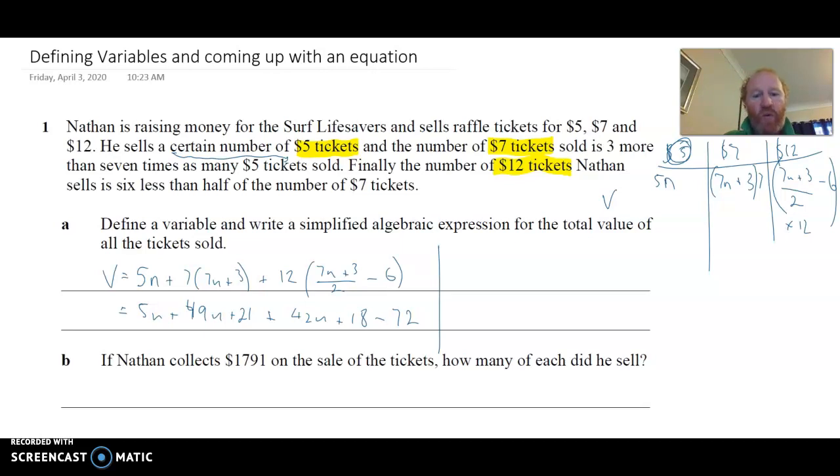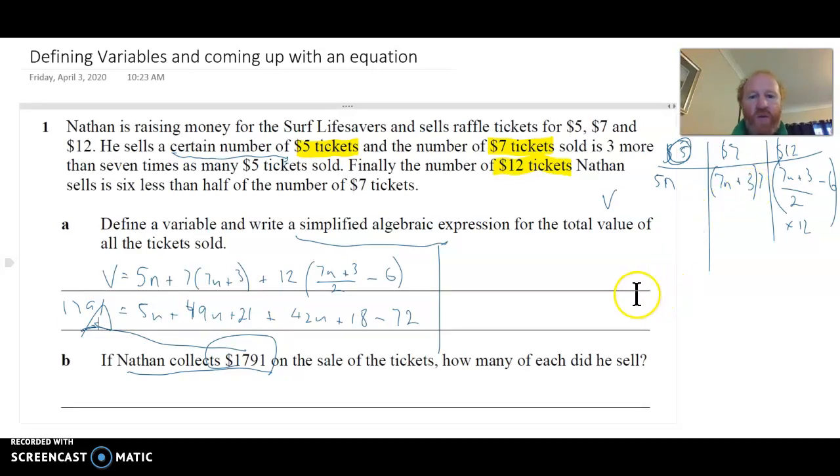Of course, when the requirement was to write, it does say simplified algebraic expression, you are going to have to go through and simplify that one step further to get towards an answer. In the next part of this question, they're saying he's collected this many tickets, so what did he sell? That becomes your value that sits out the front. And then you're going to solve for that value. And that's how we work with these kind of questions.